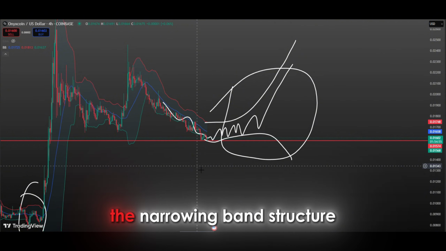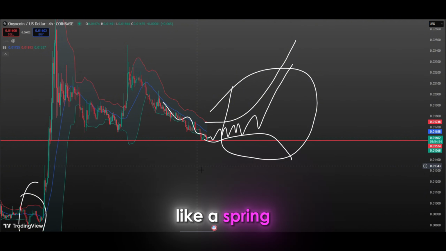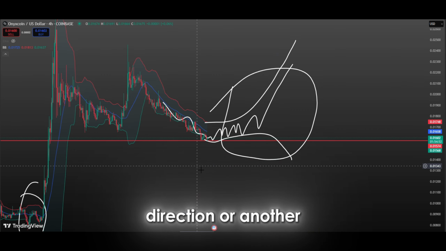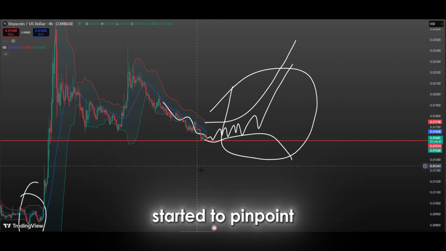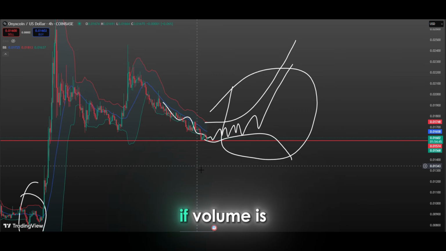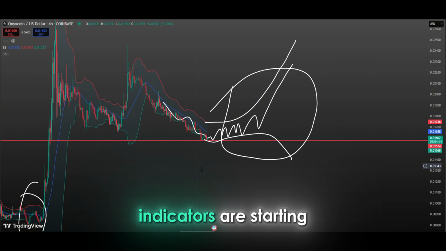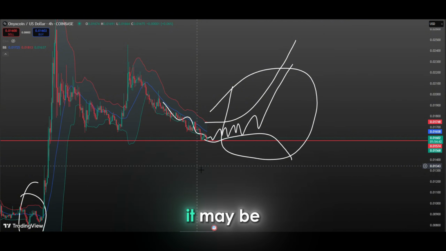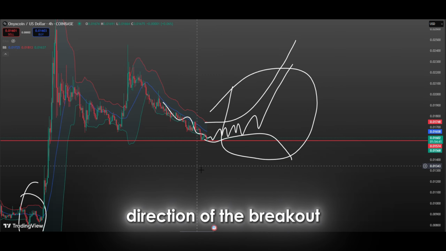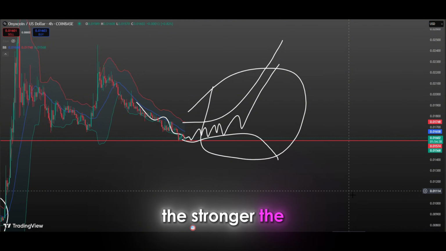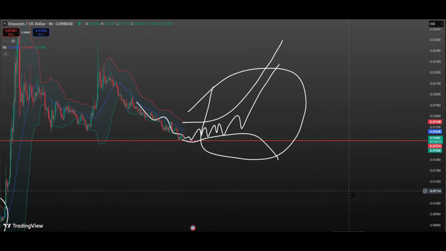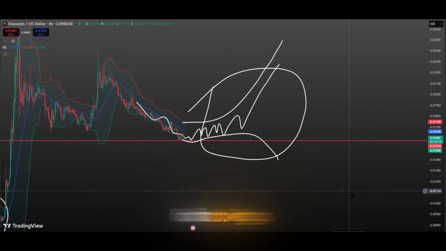The narrowing band structure implies that the price is being stretched like a spring and will soon release in one direction or another. Although this direction cannot be known with certainty in advance, some technical clues can help us make predictions. For example, if the price has started to pinpoint the top or bottom of the bands, if volume is increasing, or if momentum indicators are starting to show a certain trend, it may be possible to get an idea of the direction of the breakout. However, the general rule is this: the more the bands have narrowed, the stronger the price movement that may follow. It is necessary to watch the Bollinger Band for narrowings.